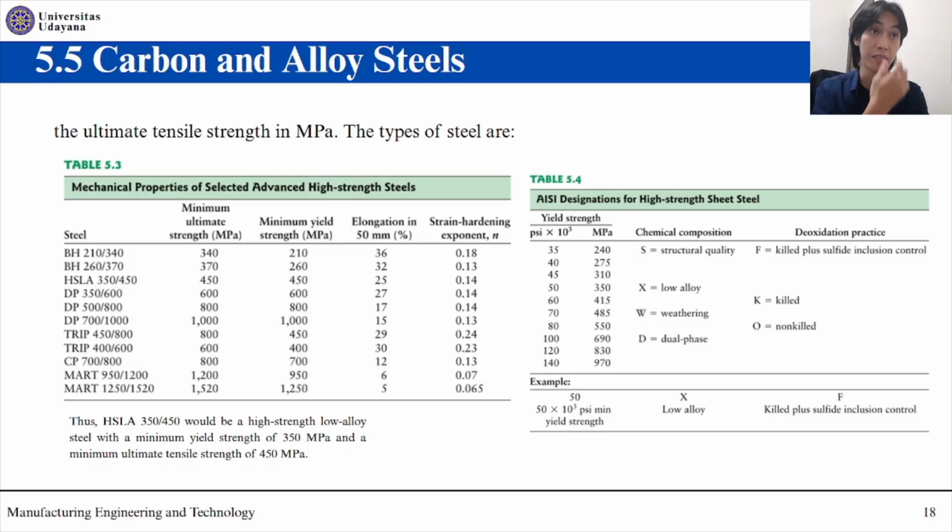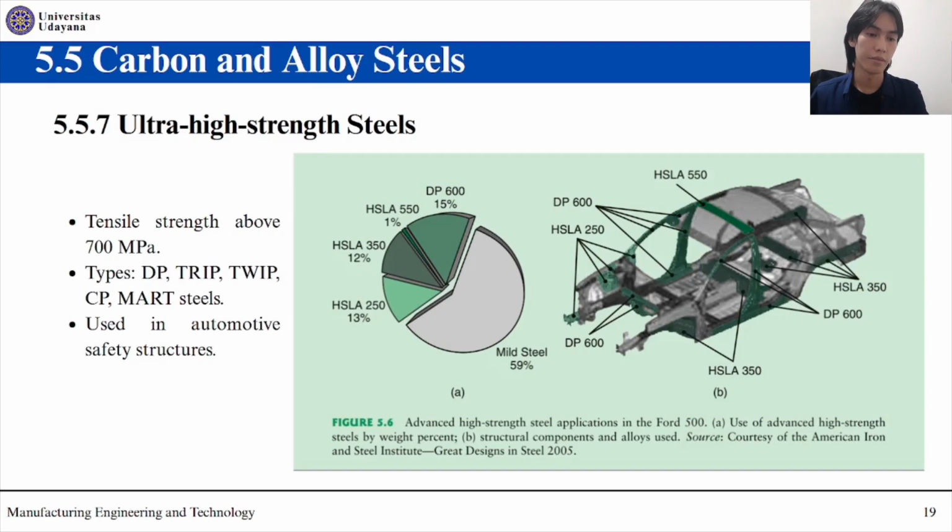Okay, next is ultra high strength steels. Ultra high strength steels (UHSS) have a tensile strength greater than 700 MPa, or megapascal. Typical types include DP, TRIP, TWIP, CP, and MART steels. You can see on figure 5.6 the percentage of the strength of carbon steel.